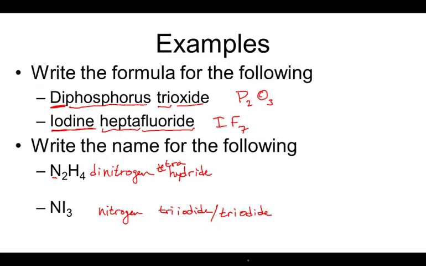But anyway, that's really all there is to writing molecular formulas. You write the first one as usual, the second one gets the ide, and then you put the prefixes in.